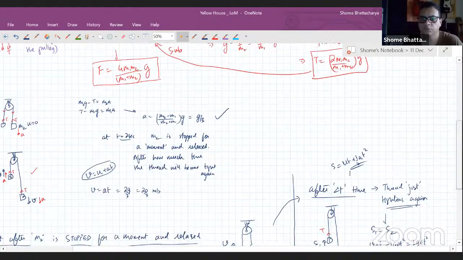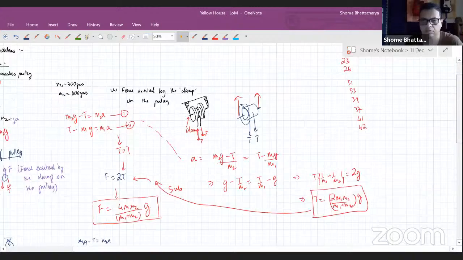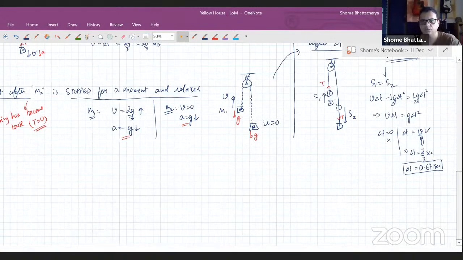Okay, so hope this question is clear. Now let's move on to the 26th question next. Now the 26th is a comparatively easy question. I think most of you will be able to get it yourself if you just pay attention to the free body diagram.